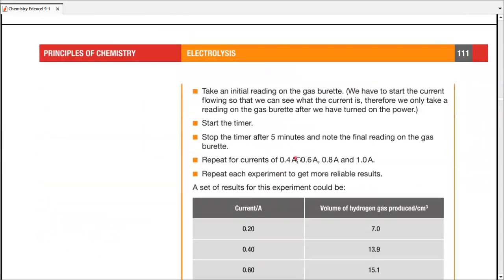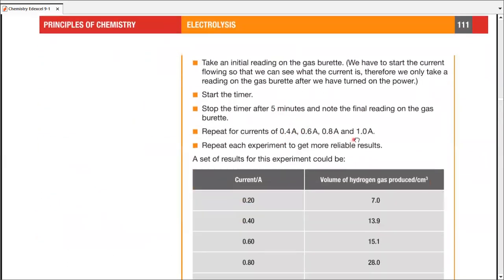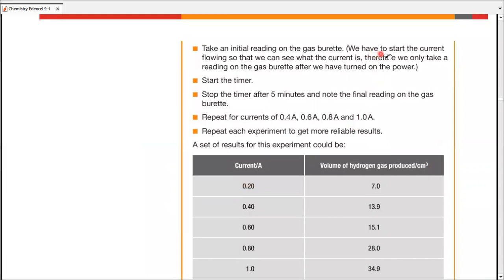Moving on, we take the initial reading on the burette. We have to start the current flowing so we can see what the current is. Therefore, we can only take the reading on the gas burette after we have turned on the power. So the first reading would be after turning on the power. Start the timer. Stop the timer after 5 minutes. Note the final reading on the gas burette and repeat it for 0.4 amperes, 0.6 amperes, 0.8 amperes, and finally 1 ampere current.